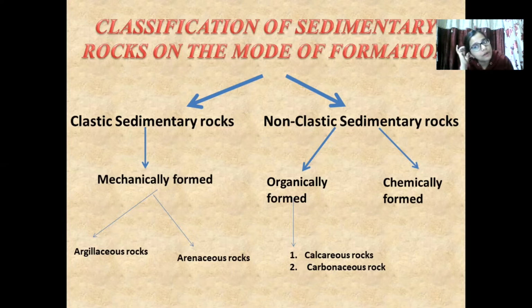Mechanically formed means it is not formed because of plants and animals, it is nature, just the breaking and the disintegration of the rocks because of the agents of erosion that is happening. That is why it is called mechanically formed.